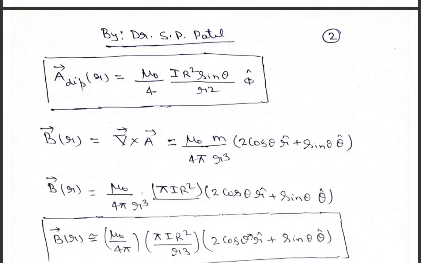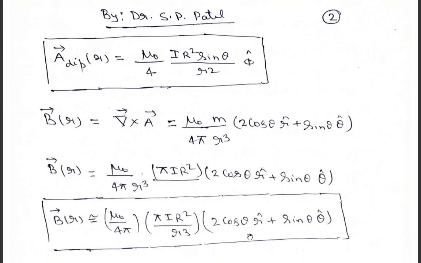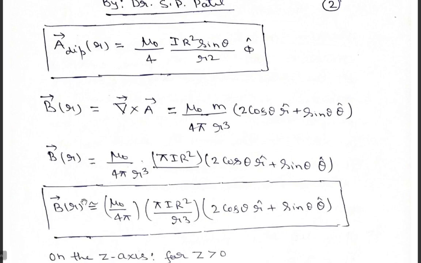So if you substitute the value of the magnetic dipole moment, which we have already calculated, the B vector is equal to mu 0 upon 4 pi r cube, that is pi I R square, in place of m we have substituted pi I R square because this is the magnetic dipole moment, into 2 cos theta r unit vector plus sin theta theta unit vector.